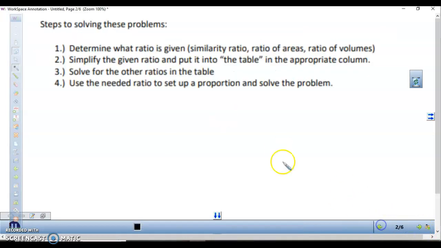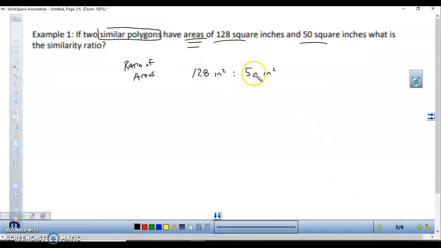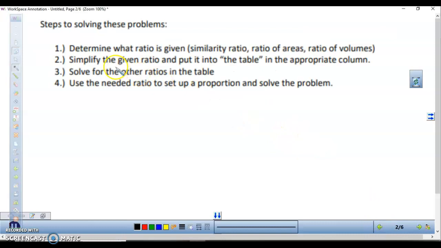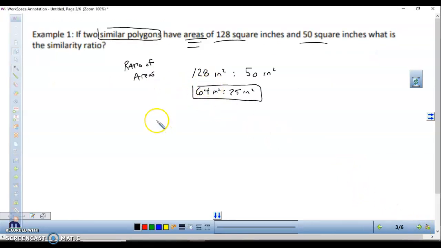Step two, simplify the given ratio before you put it into the table. This fraction simplifies. These numbers are both divisible by 2. When I divide by 2, I get 64 square inches to 25 square inches. This is the simplified ratio of areas. The next step is to plug into the table. Simplify and plug it into the table.